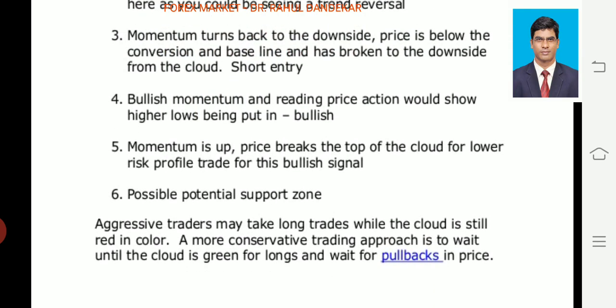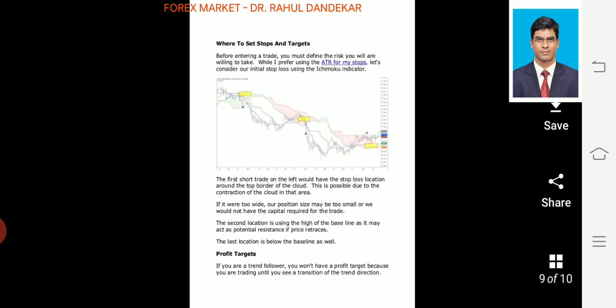Aggressive traders may take long trades while the cloud is still red in color. A more conservative trading approach is to wait until the cloud is green for longs and wait for pullbacks in price.